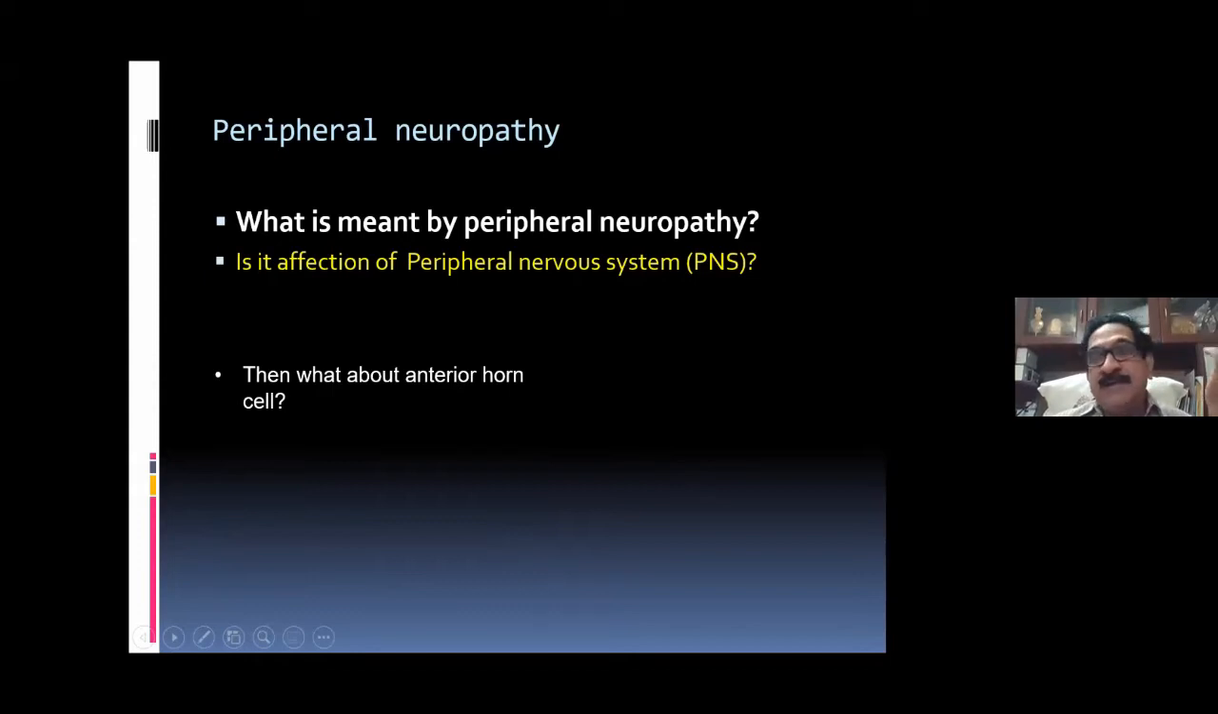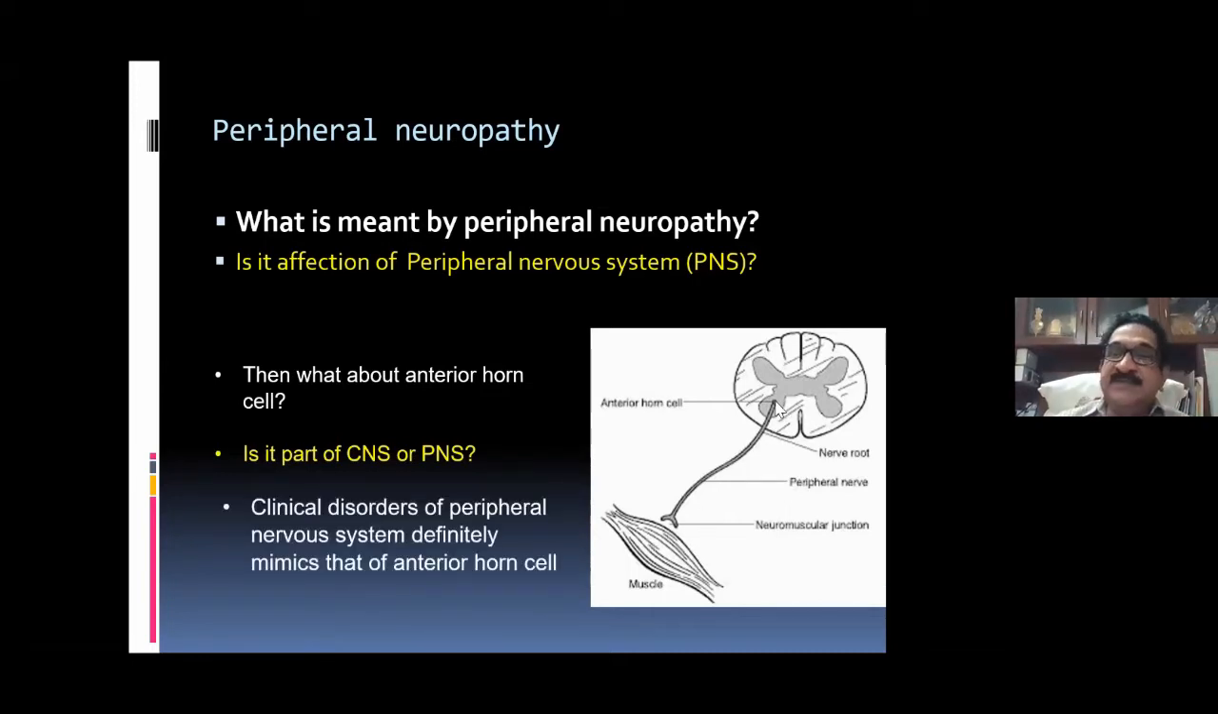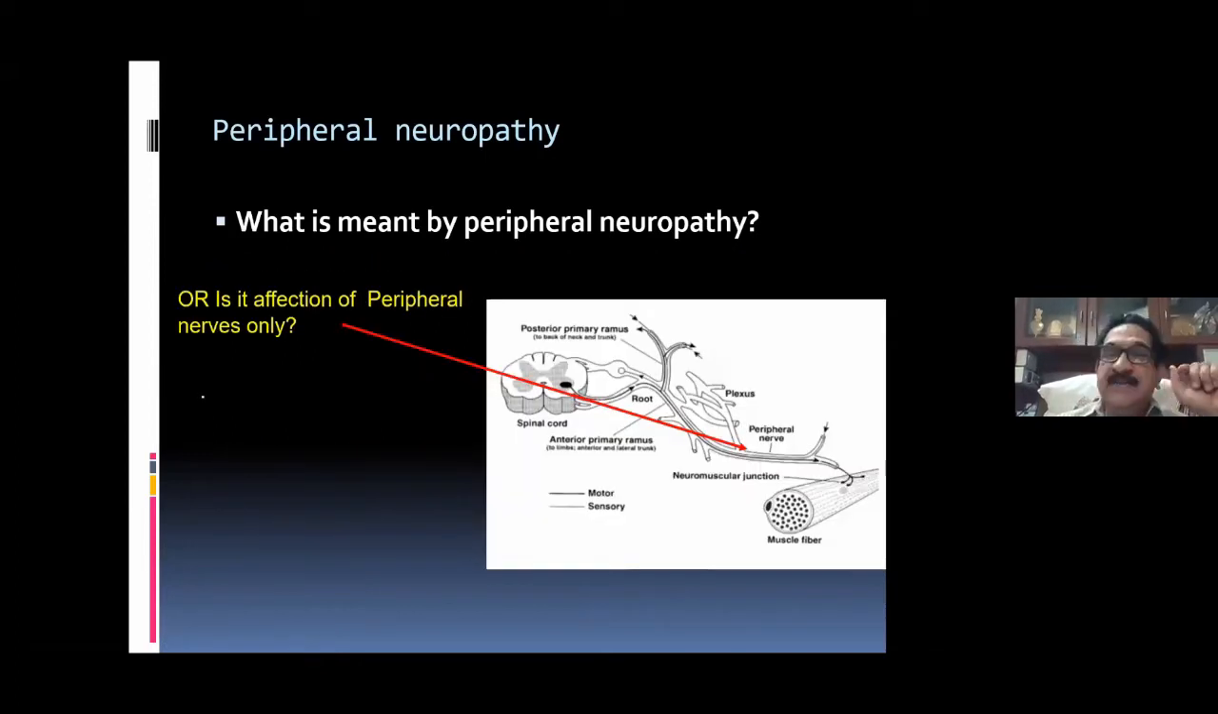But what about the anterior horn cell? Is it a part of CNS? It is part of the CNS. But you all know that disease of the anterior horn cell may present exactly like a peripheral neuropathy. So what is this peripheral nerve system? Again, I am mentioning the peripheral nerves only. The peripheral nerve is the one which comes distal to the plexus.